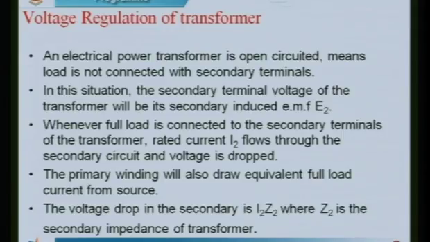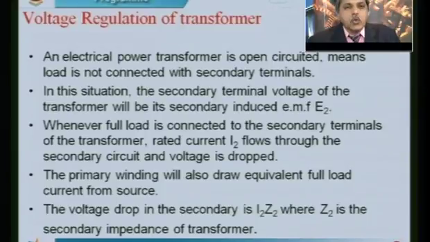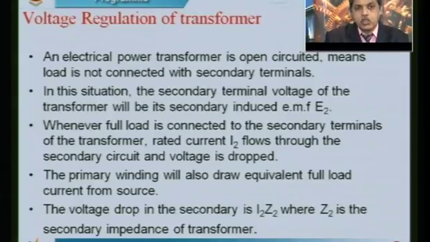We can increase the load. As you keep on increasing the load, the current in the secondary winding also increases. This causes the primary to draw a higher current, so the current drawn by the primary winding from the supply also increases. This increase in current will cause an increased amount of voltage drops in the windings. That means the I2Z2 will keep on increasing with the increase in the current. This I2Z2, which we call the voltage drop in the secondary winding, where Z2 is constant.